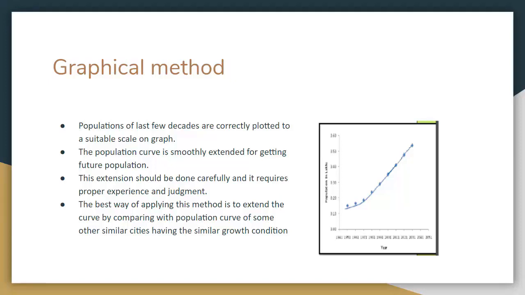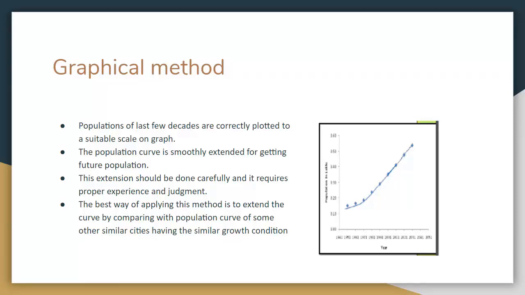From the previous data, we are extending the graph. If it is not done with accuracy, the forecasted populations will be wrong. The best way of applying this method is to extend the curve by comparing it with the population curve of some other similar cities having similar growth conditions. That is another method, the comparative graphical method.